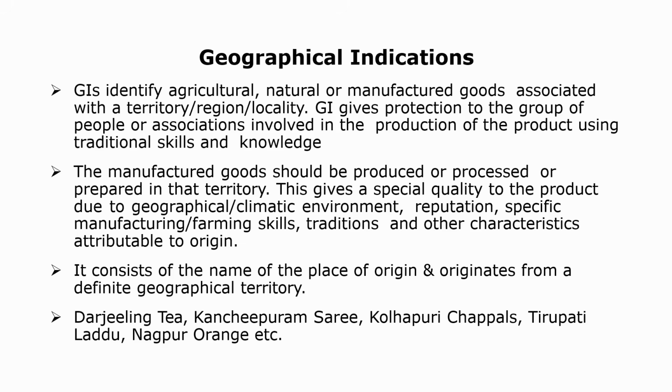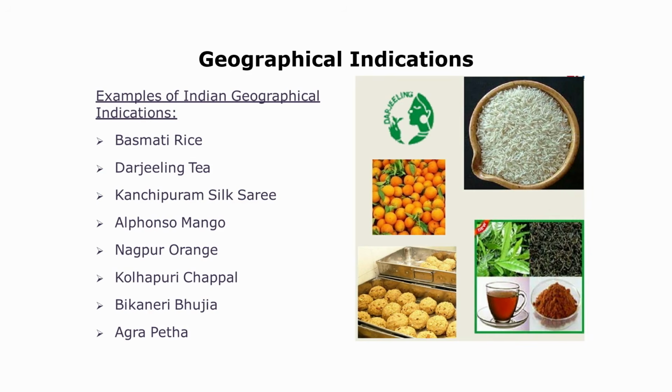It consists of the name of the place of origin or originates from a definite geographical territory, like Darjeeling tea, Kanchipuram sari, Kolhapuri chappals, Tirupati laddu, Nagpur orange, homeopathy. So, these are some examples. This is an example of geographical indicators like basmati rice, and all these things are specifically native to India. Like this, nobody can just come and steal and claim it.